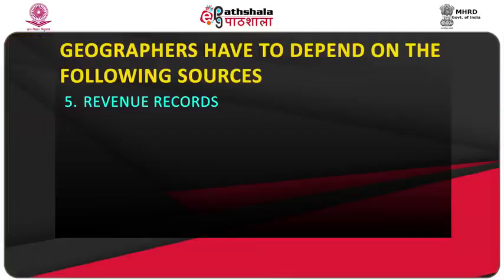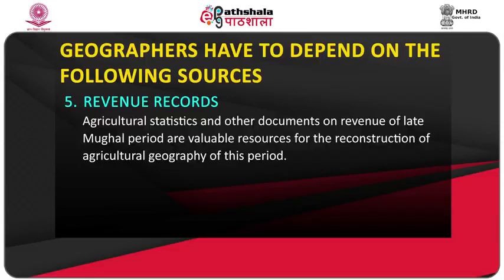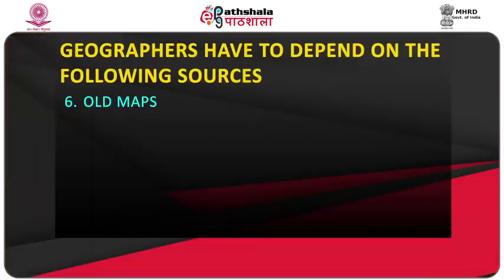Next we go on to the revenue records, which are also the source. Agricultural statistics and other documents on revenue of late Mughal period are valuable resources for the reconstruction of agricultural geography of that period. Ain Akbari by Abul Fazl has been extensively used by many historians such as Morland and Irfan Habib. Materials on Mughal administration and revenue divisions were analyzed by geographer Raza in his series of studies on historical geography. Old maps are also a source.